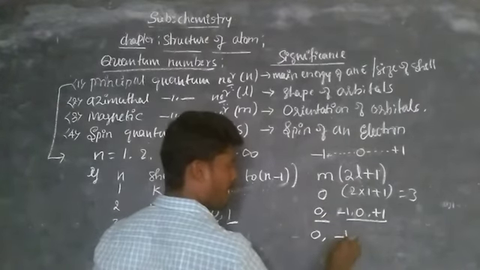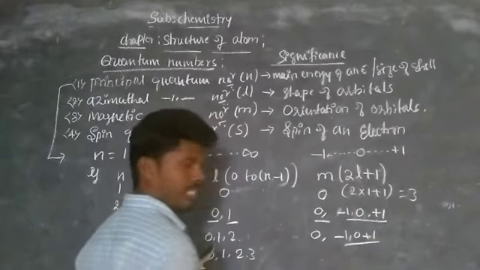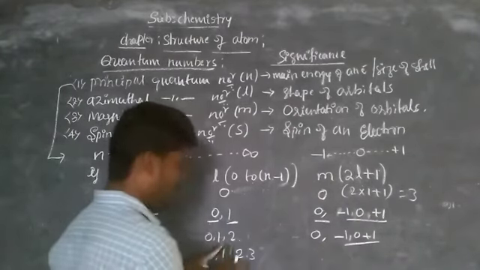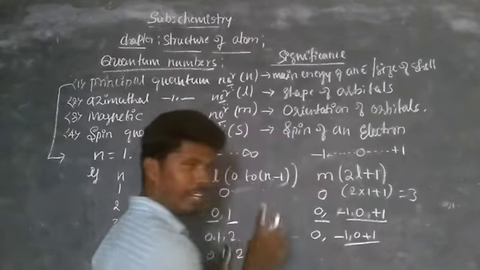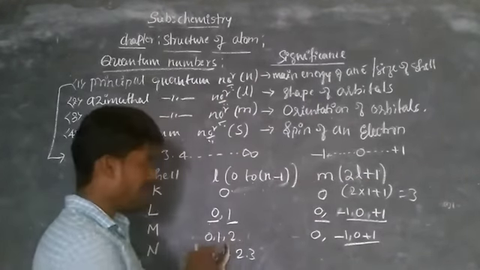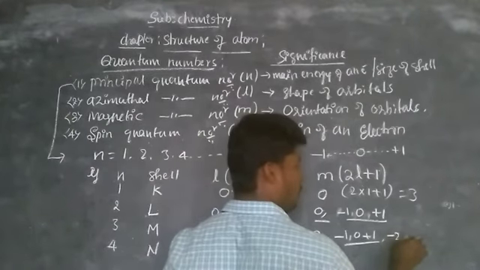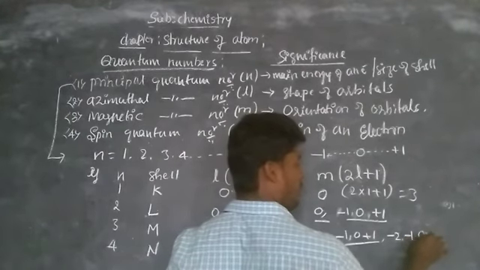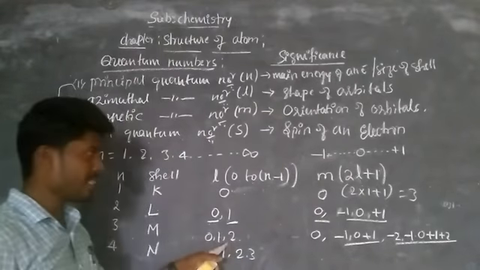Those 3 values are minus 1, 0 and plus 1. Similarly, for N is equal to 2, substitute here 2. 2 into 2, 4, 4 plus 1, 5. You get 5 values for N is equal to 2. Those 5 values can be written like that: minus 2, minus 1, 0, plus 1, plus 2. These are the 5 values for N is equal to 2.